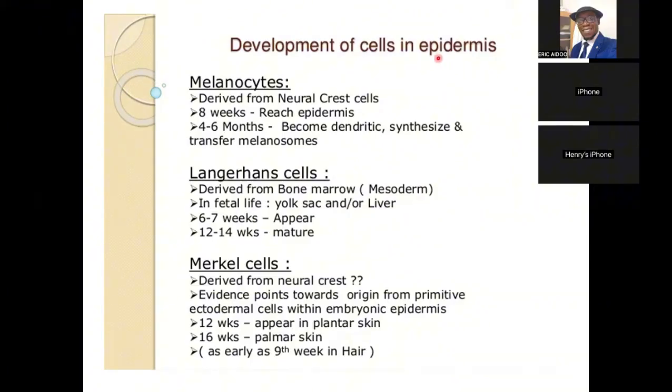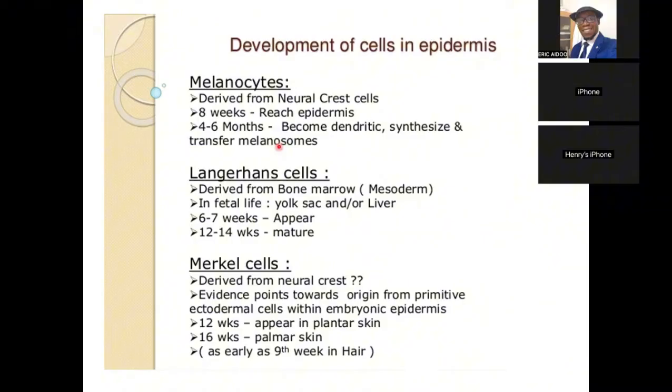So in the epidermis, you have these cells. We've talked about melanocytes. You also have what we call Langerhans cells, and then you have Merkel's cells. The melanocytes, as we have said, are derived from neural crest cells, and they appear by the 8th week. They will get to the epidermis. Between the 4th to 6th months, they become dendritic and they synthesize and transfer melanosomes, which will contain the pigment granules.